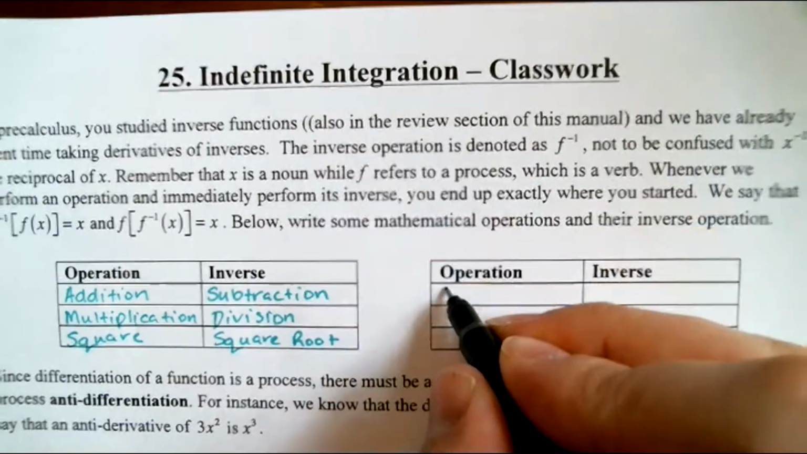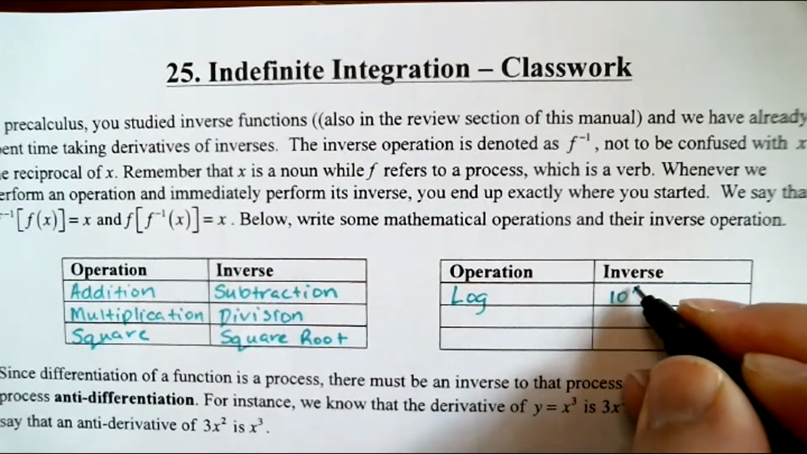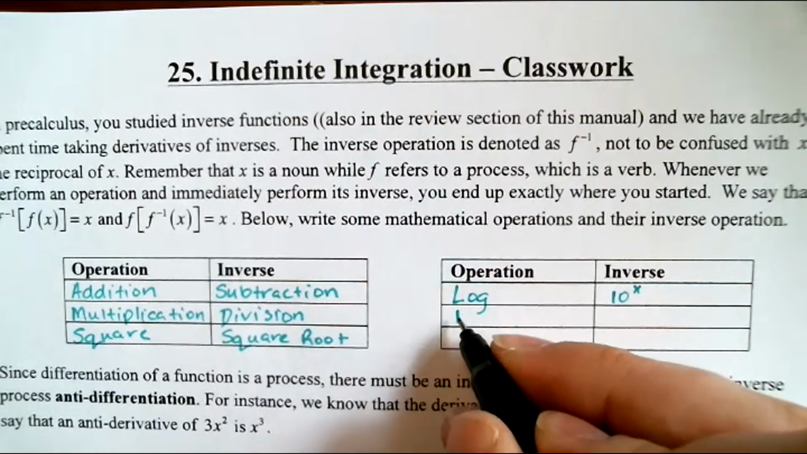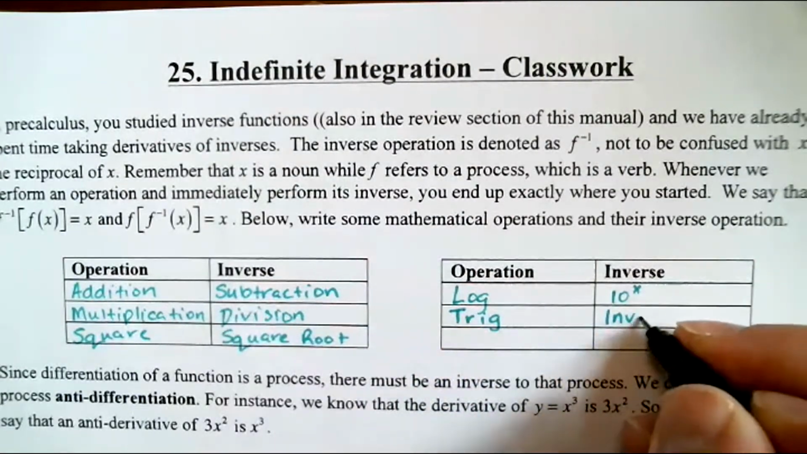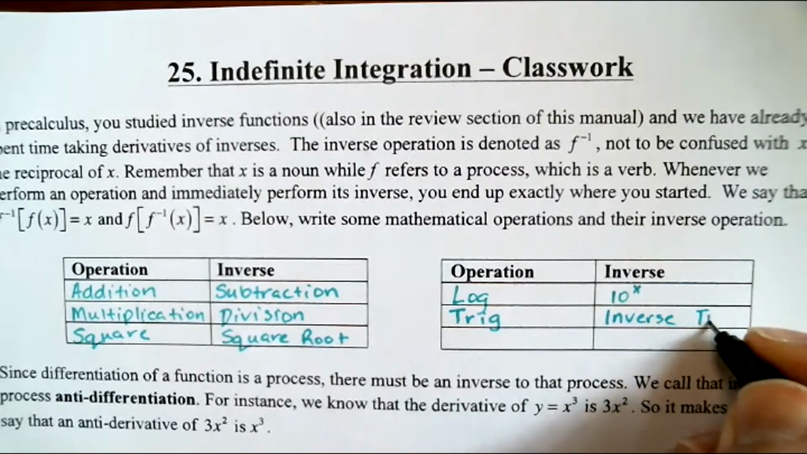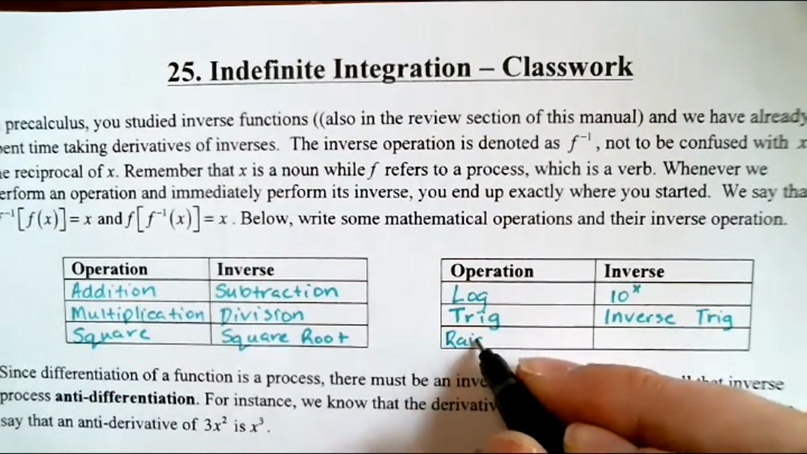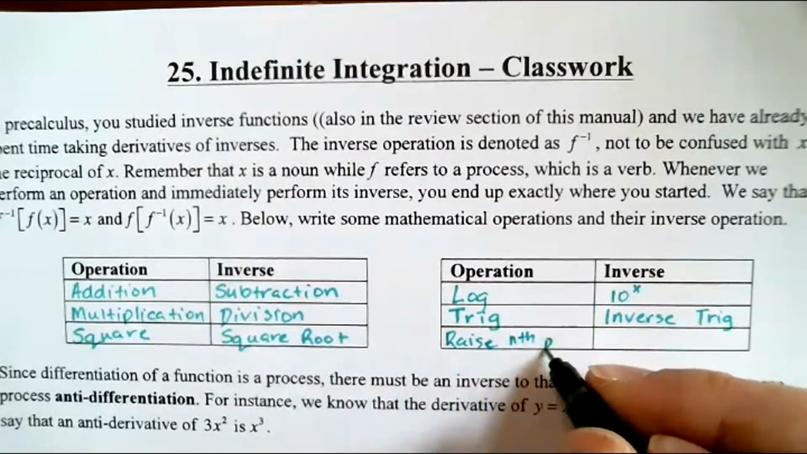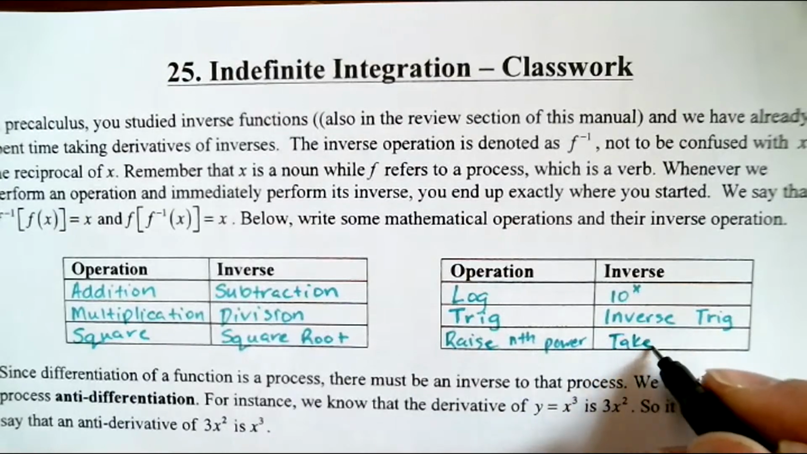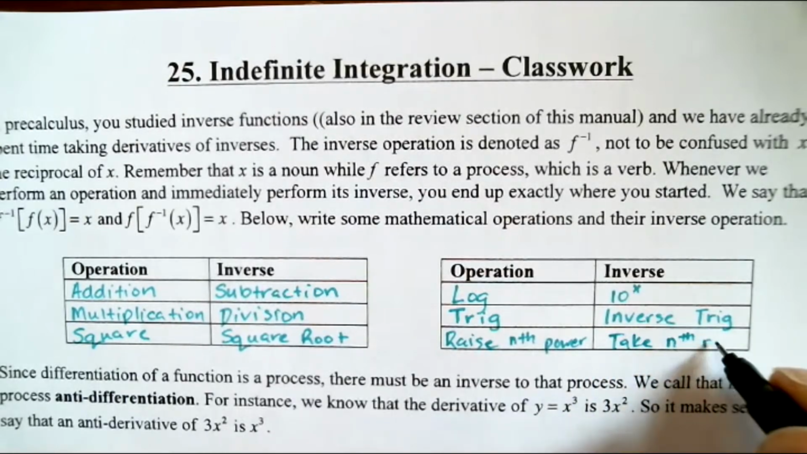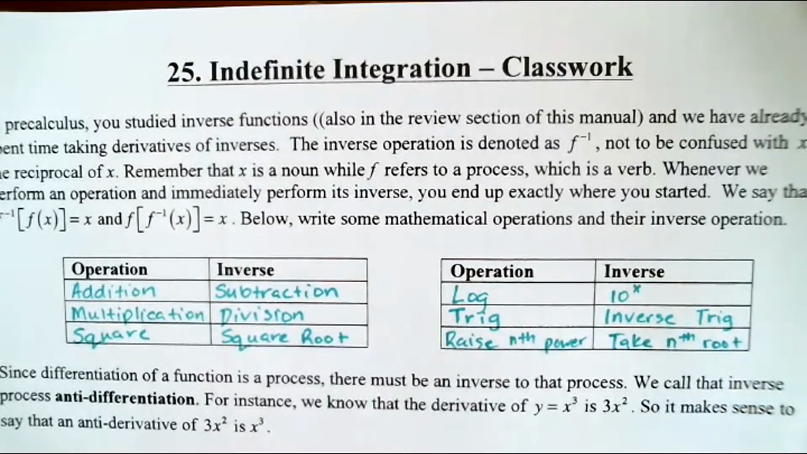If you take the log of something, the inverse is just 10 to the x power. If you do trigonometry, it's just the inverse trig. And if you raise to the nth power, we know it's just take the nth root. Very similar to squaring and square root. So if it's like to the 4th power, we take the 4th root.